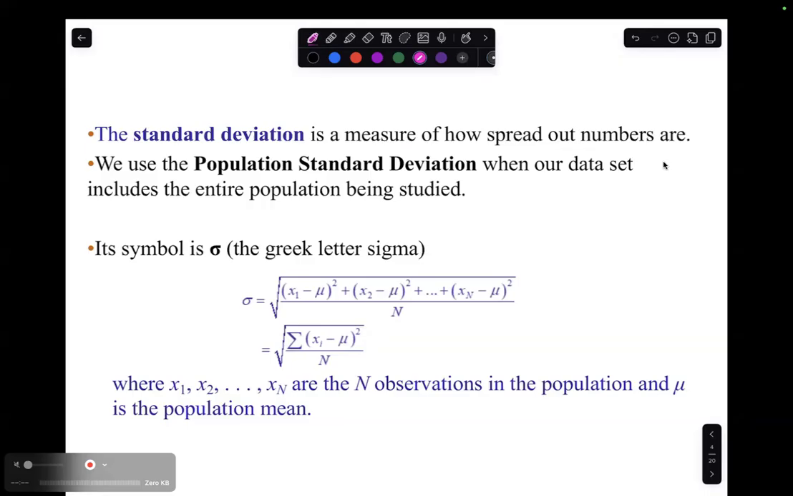So a larger standard deviation means there's a larger average distance from 0, so my data values are more spread out. A smaller standard deviation means there's a smaller average distance from 0. Therefore, they're compact and they're closer to the mean. They're not as spread out. So standard deviation just tells us how spread out the data is.